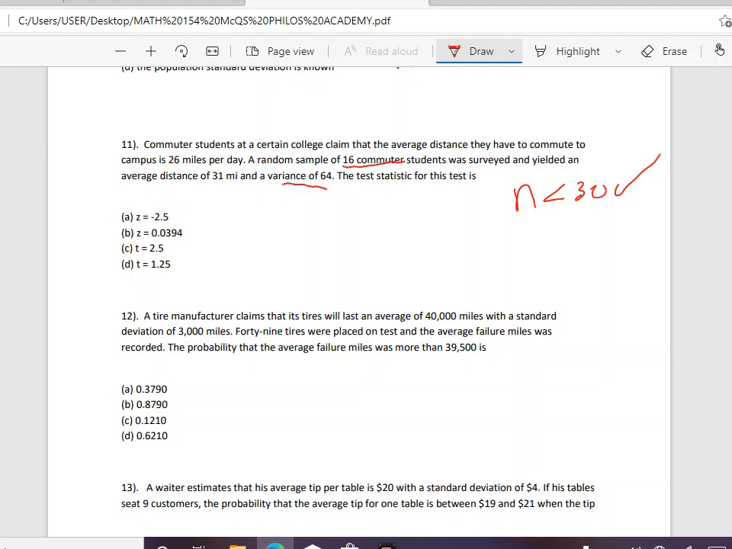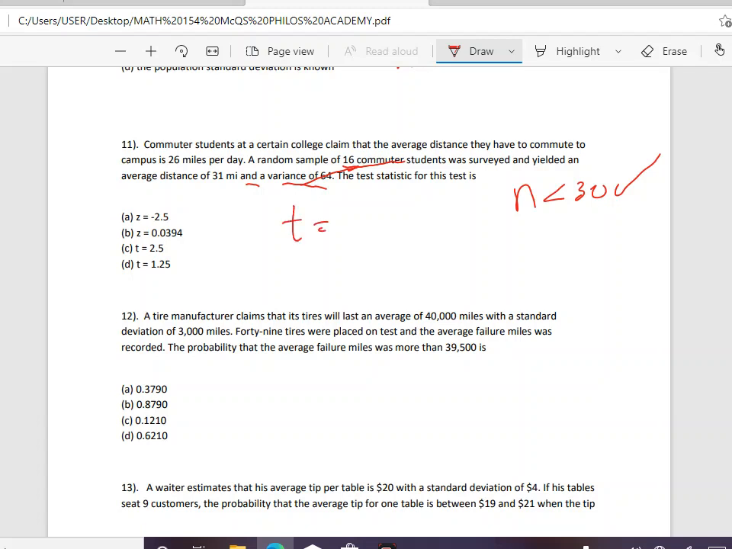So this variance is a sample variance because it is talking about this sample. A random sample of 16 students was surveyed and yielded an average distance of 31 and variance of 64. So this variance is referring to the sample of 16. So it's a sample variance. If it is a sample variance, the standard deviation you will get from it also will be a sample standard deviation. So we are using T. The standard deviation is not a population one. So we are using T.